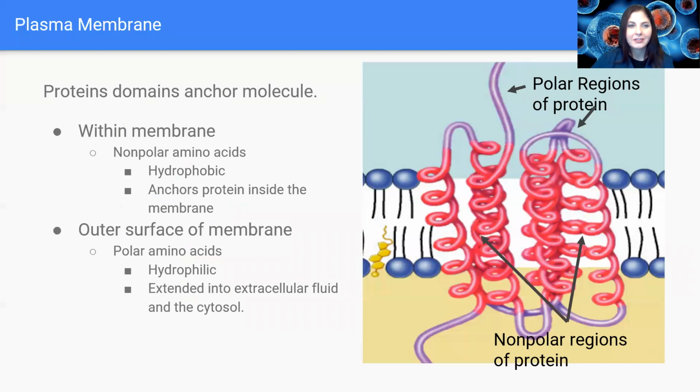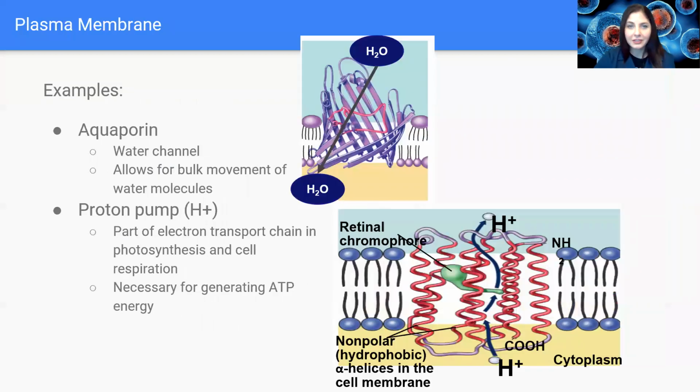So the proteins themselves are anchor molecules. So within the membrane, we have non-polar amino acids, which are hydrophobic, and these help to anchor the protein inside the membrane itself. And then on the outer surface of the membrane, we have polar amino acids, meaning they actually do have a charge. Now these are hydrophilic, and they extend into that extracellular fluid as well as the cytosol itself. And so you see this protein is basically traversing that plasma membrane, and it could serve for cell signaling.